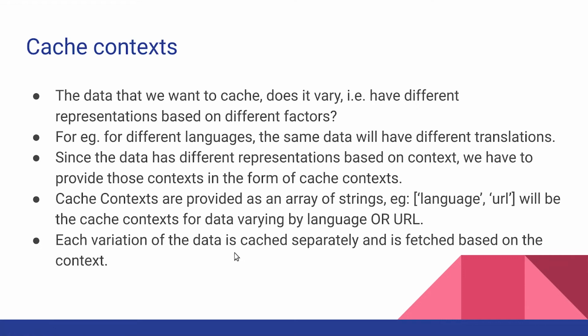It's not that there is a single cache. Each of those variations is stored separately. For example, if there's a block showing the username, there'll be one entry for a block showing username 1, another entry for a block showing username 2, another entry for username 3. So there are multiple entries for multiple users. That's the point of cache context.